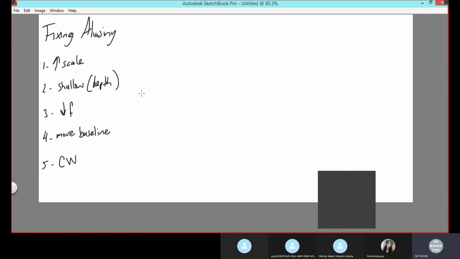So I'll go through each one so you can understand the pros and cons. For scale, there are pros and cons to scale, but that comes back in chapter 20. So scale, I tend to kind of not go too much in depth because it comes back.